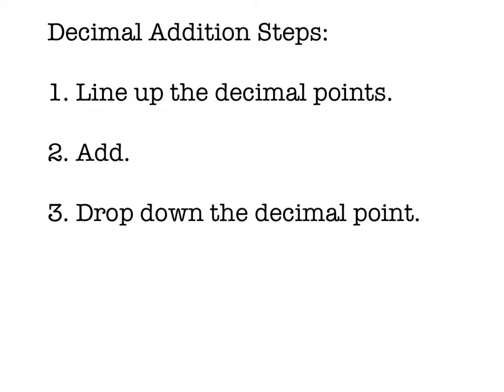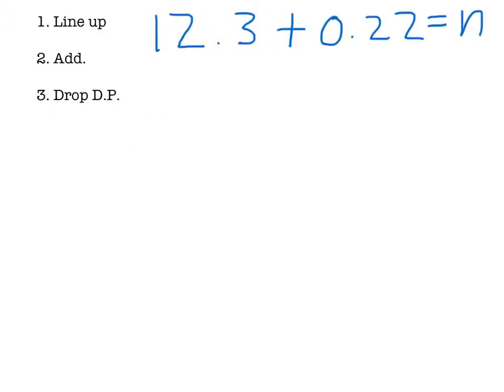And here are the steps for doing decimal addition. The first step, line up the decimal points. Second step, add. And third step, drop down the decimal point. Alright, so let's take a look at how.